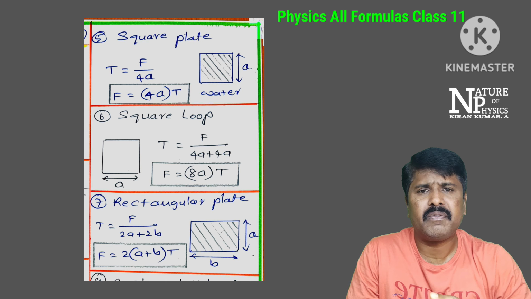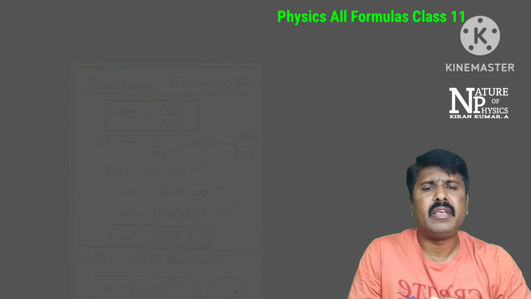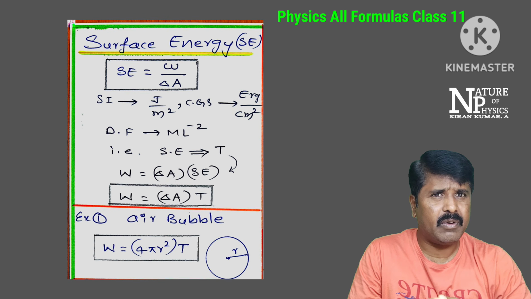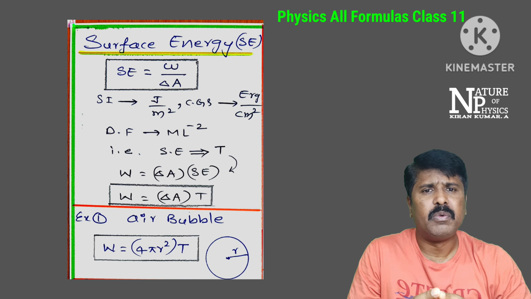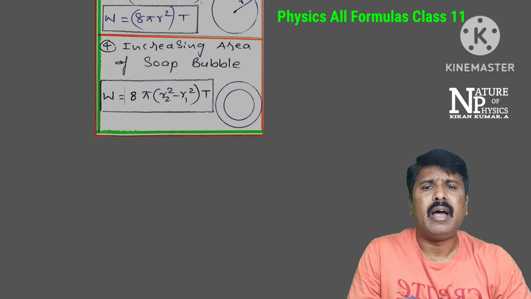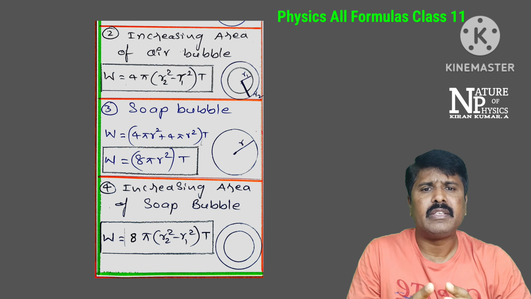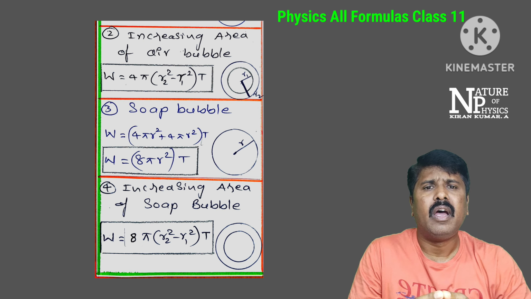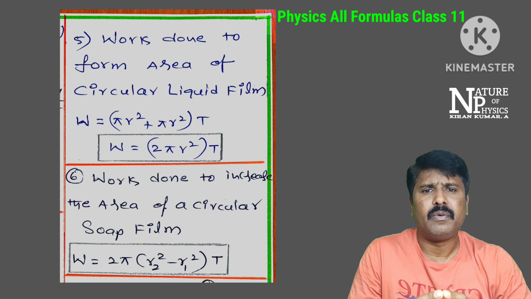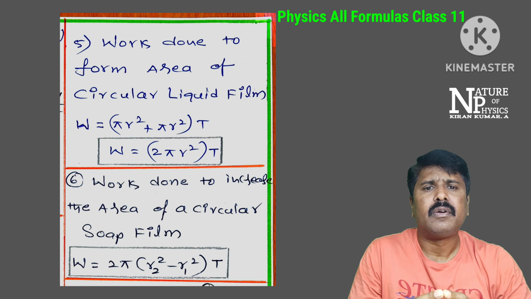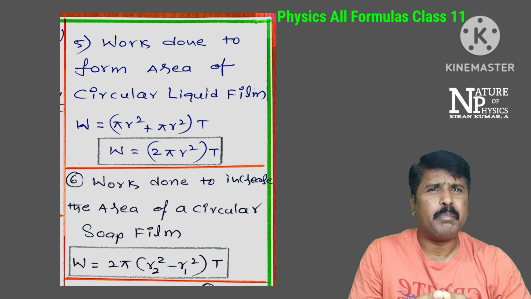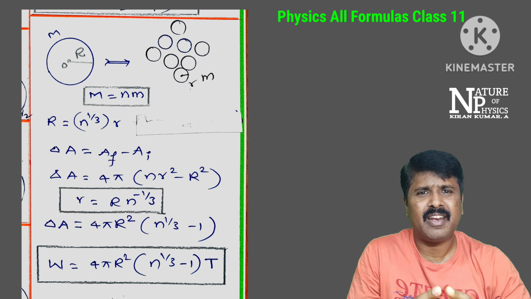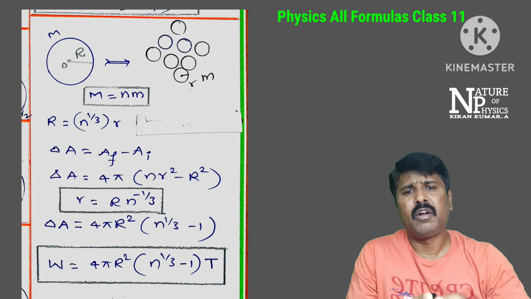We will get, student, surface energy, work divided by area, which indirectly is equal to surface tension only. So work done to blow an air bubble or soap bubble. Okay, and the soap bubble formula is 8 pi r square t, the air bubble is 4 pi r square t, and work done to form the area of a circular liquid is given, and a big liquid drop converted into 2 or 3 or more different small droplets.